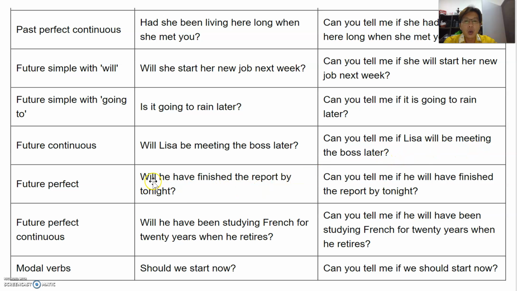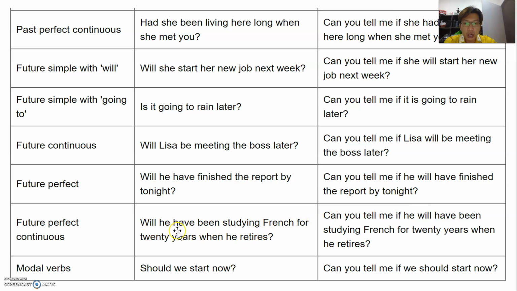Okay. Will he have finished the report by tonight? The order, will he, we change the order to he will. Can you tell me if he will have finished the report by tonight?